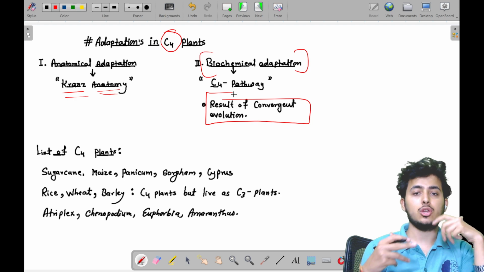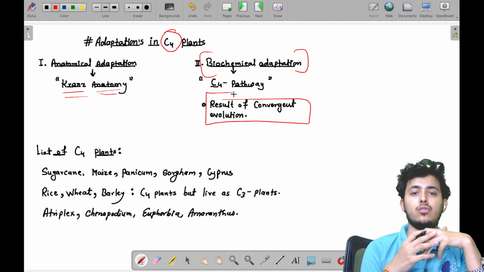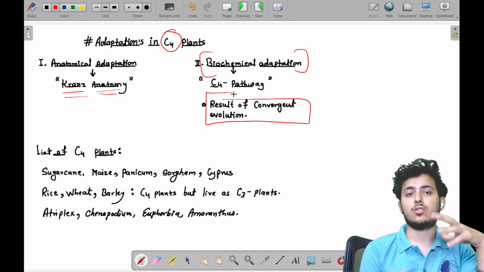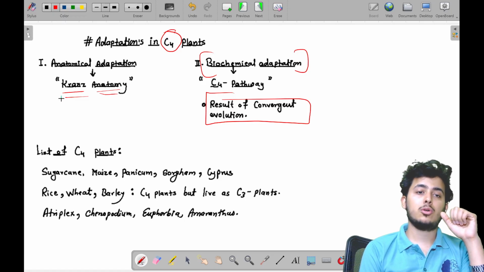That means that there are new enzymes, new products being formed from their substrates, and those products are now being utilized for this cycle. Now you talk about Kranz anatomy.